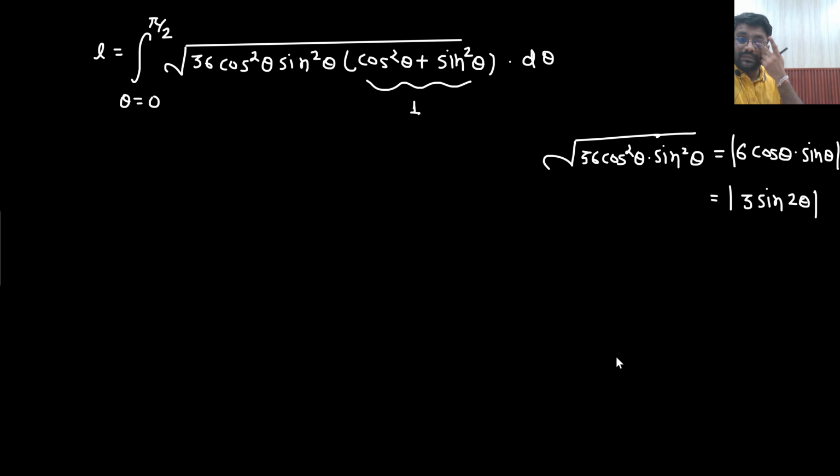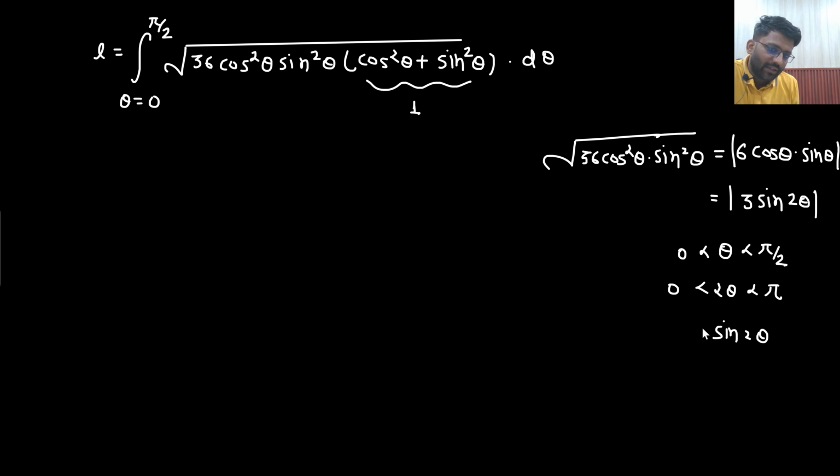Say yes or no. 3 into sin 2 theta. Agreeing to this point? Right? So if theta is going from 0 to pi by 2, from where to where would 2 theta go? 2 theta would go from 0 to pi, and between that sin will always be positive, because sin 0 is 0 and here this will also be 0. Basically it will be always positive.